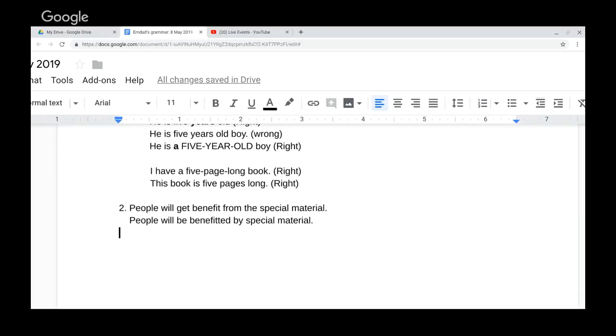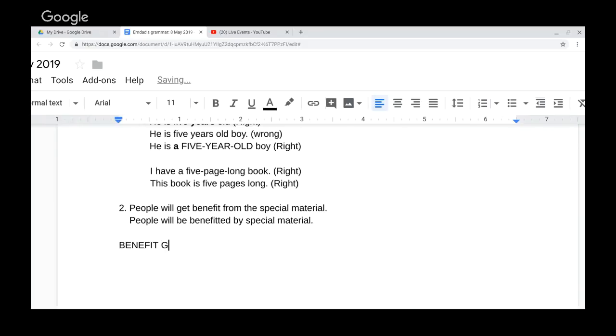Or what is giving the benefit in this case? In this case, the benefit giver is the special material. And who is the benefit receiver in this case? The benefit receiver is people or students, in your case. So now you have to understand, now let me write this. The two important rules for this one: the benefit giver, let's write it here, yeah?